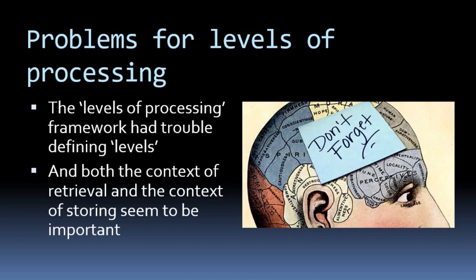And furthermore, both the context of retrieval and the context of storing things seem to be important. So if levels of processing is right, it's just the context in which you've encoded it that matters. It shouldn't be the context in which you've tried to retrieve it. But actually, that does seem to matter. So let me try to show you that now.